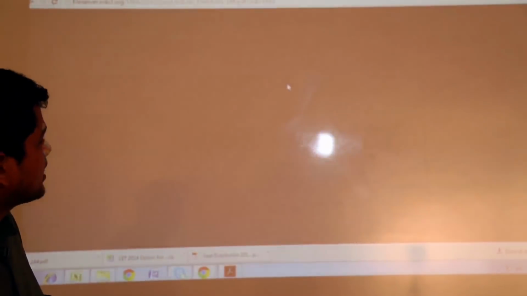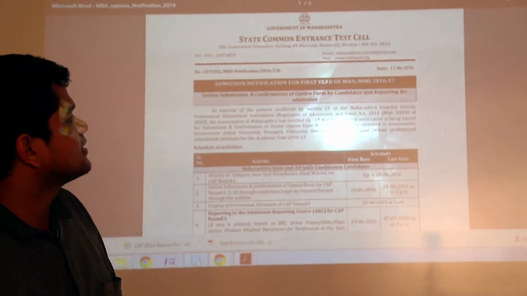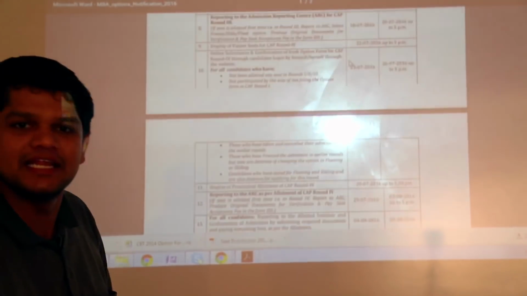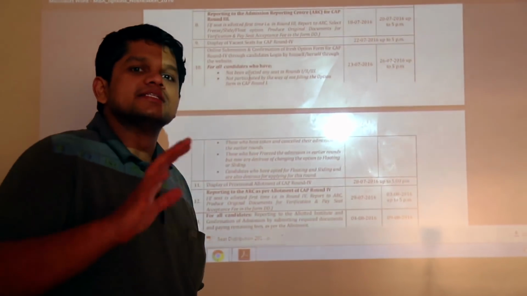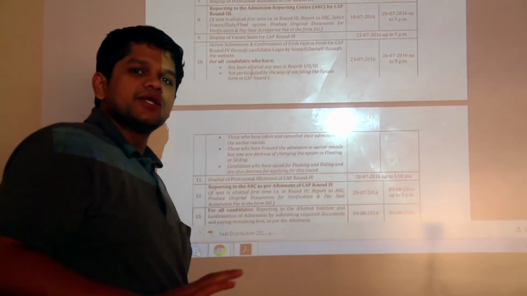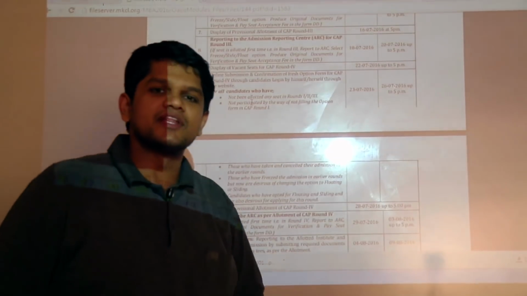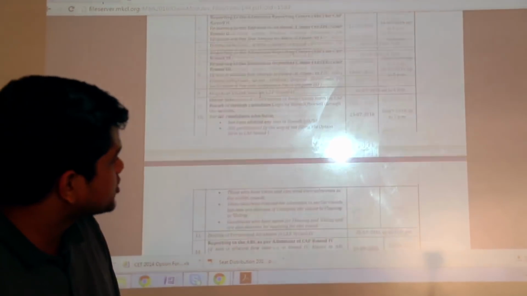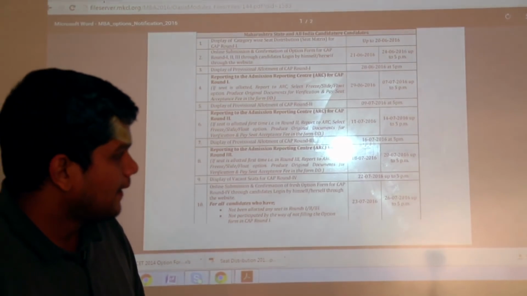When you click the link, you will find this file that comes up, State Common Entrance Test, and they've given an entire activity list of what needs to be done for the CAP round in detail. Once you read that list, you will understand what the CAP round exactly is. So I'll go through every point that is given in the list. I will try and explain and clarify those points so that you don't have a problem here.